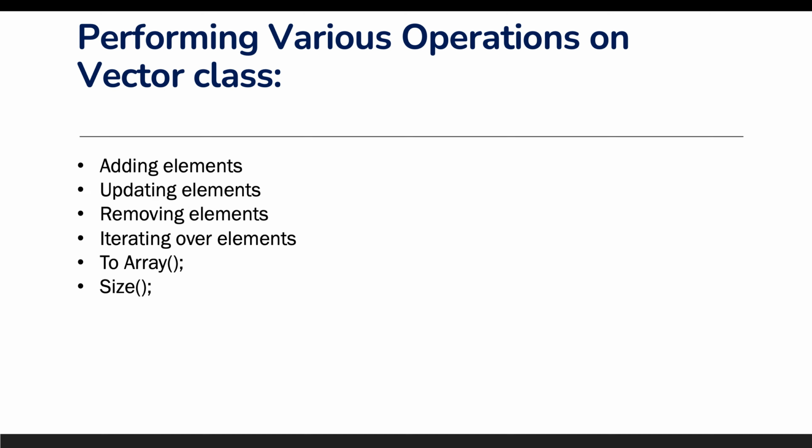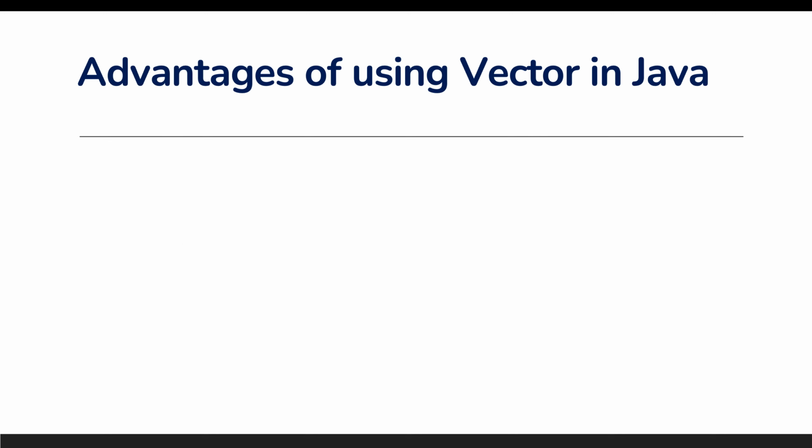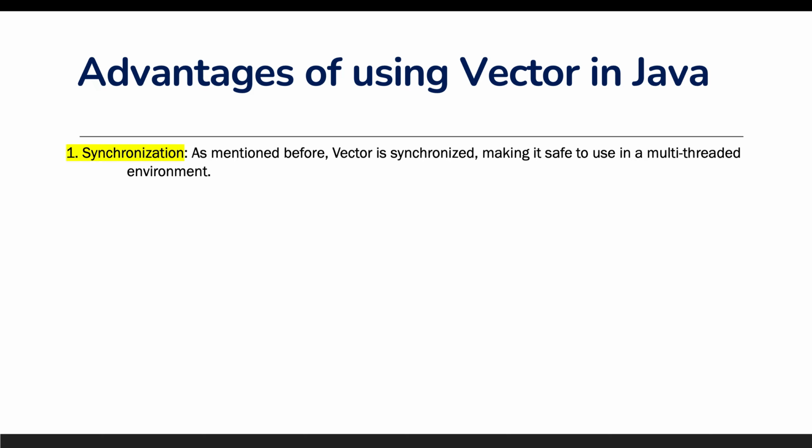Now let's see the next topic that we want to discuss in today's video, that is nothing but the advantages of using the vector class. What is the advantage of using the vector class in Java? The first advantage is that it is synchronized. As we mentioned before, vector is synchronized. What is the meaning of synchronized? It means it is going to make things safe in multi-threaded environments. Only one thread can perform the operation at a time, and other threads are blocked if they are trying to perform an operation on the same vector list.